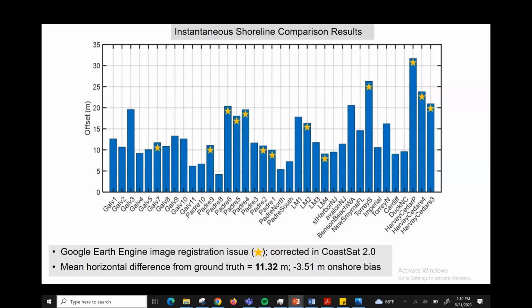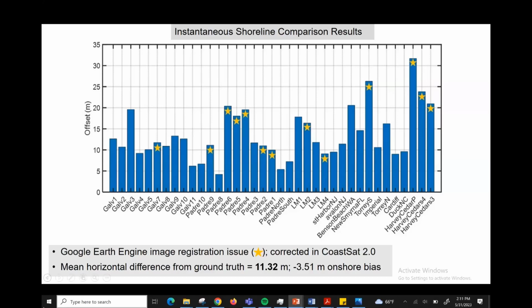So a few things to take away from this. Quite a range in variability and accuracy. So that mean horizontal error ranges anywhere from about 4 meters up to over 20 meters at some sites. And some of these sites even happen to be adjacent to one another. So we were hoping to dive in and try to figure out what's driving some of this variability.